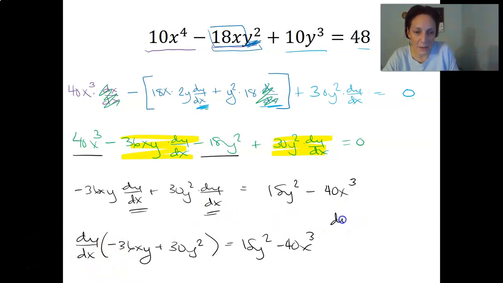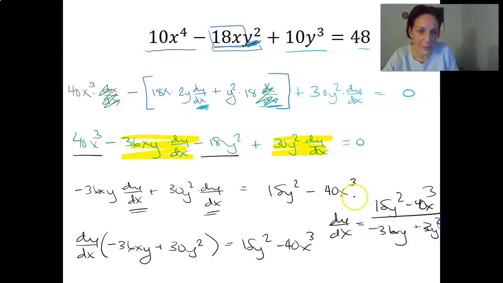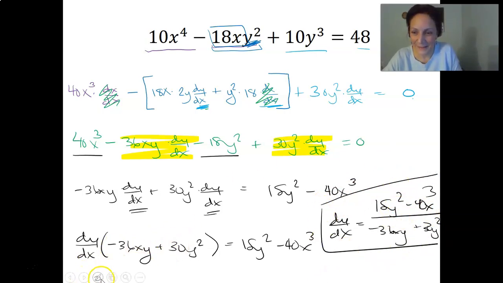Okay, so my final answer here is dy dx equals 18y squared minus 40x cubed, all divided by negative 36xy plus 30y squared. I'm guessing there's at least one simplification there, right? At least we can divide by 2. I'm not doing it. I'm leaving it just like that.